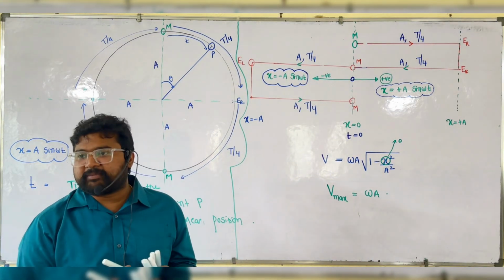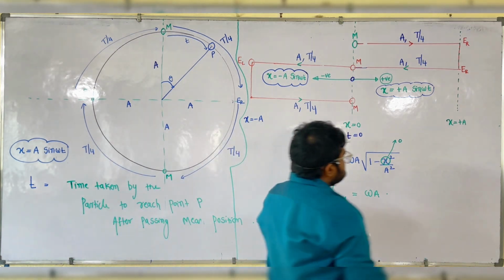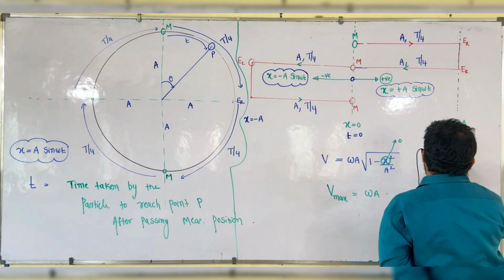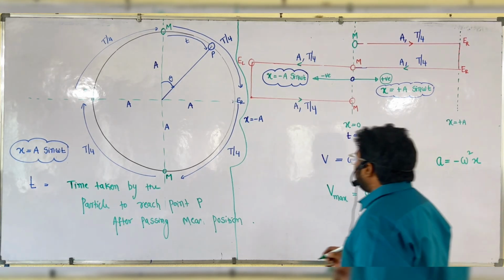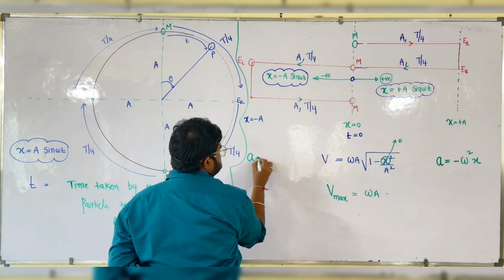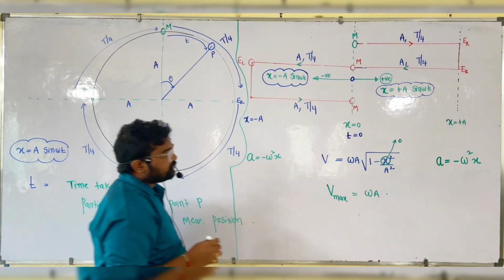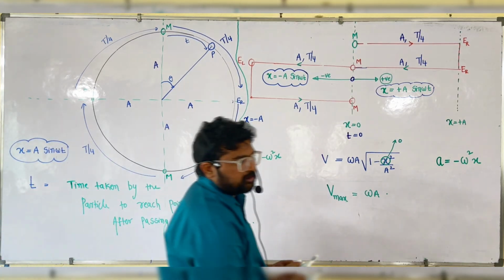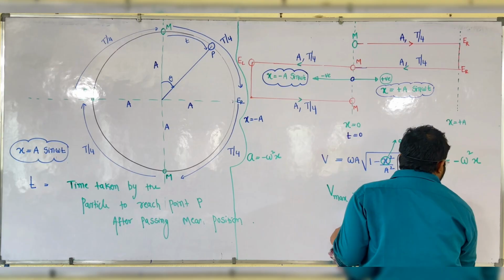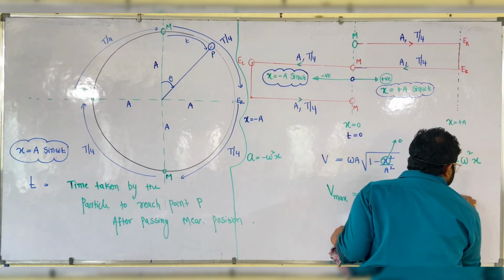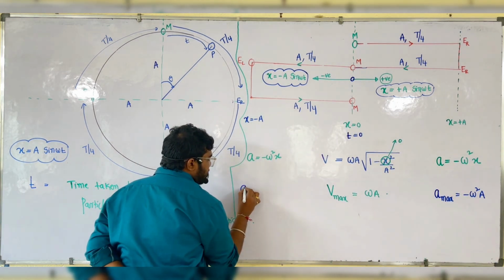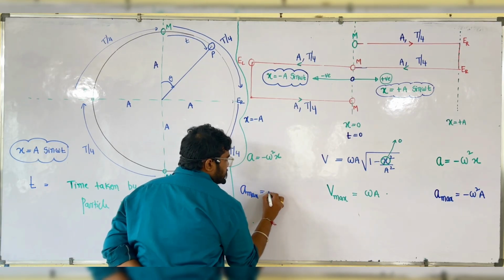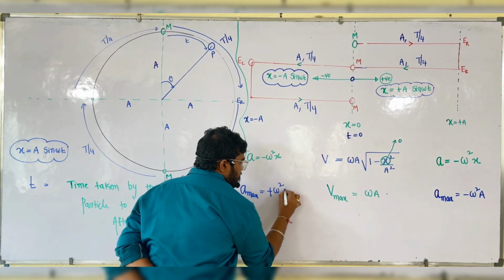Velocity is maximum at mean position. What is the acceleration? Minus omega square x. Now acceleration is maximum at extreme position. This is minus omega square a, and this is plus omega square a.